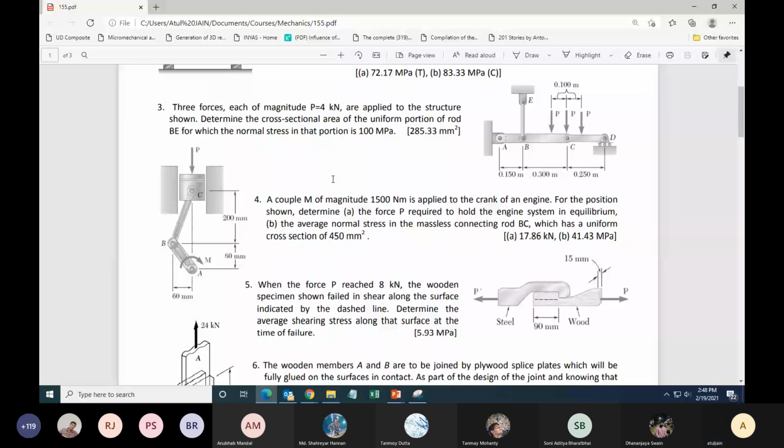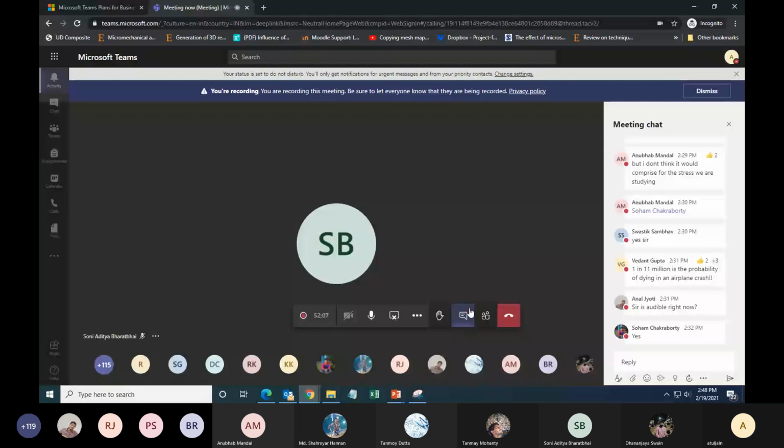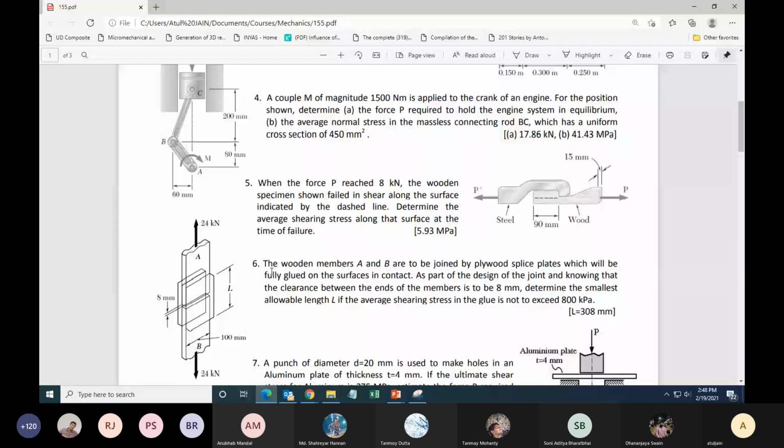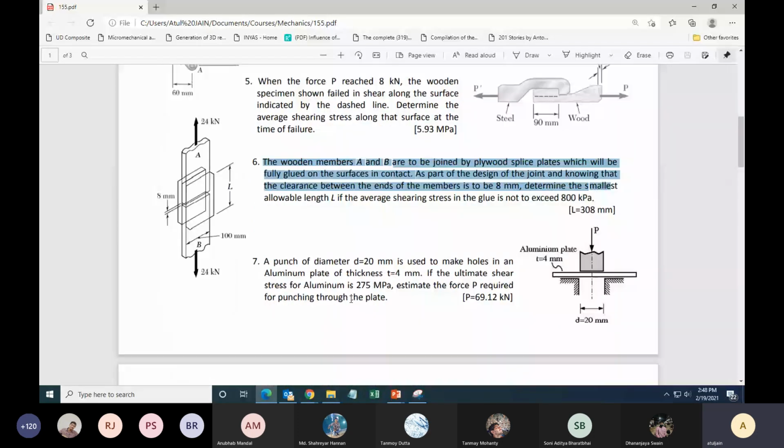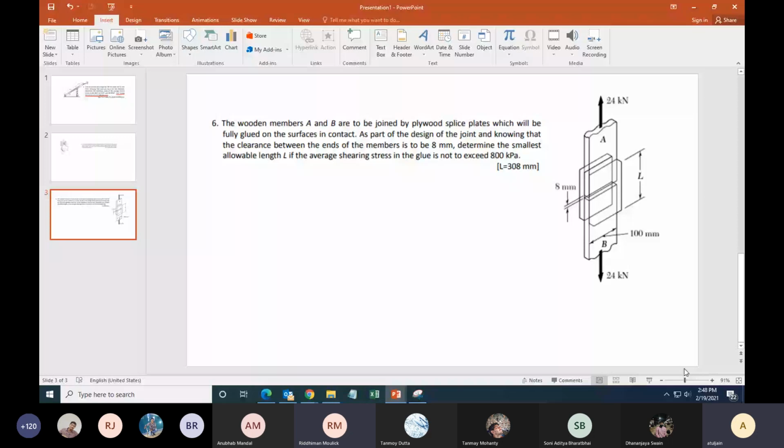Topic 2, 3, 4. Any questions, anybody, or can we move forward? Okay, let's move forward. 5 we have done. Question 6, could anybody do, or anybody has any doubt? I have a doubt in 6th. Yes, tell me what is your doubt.